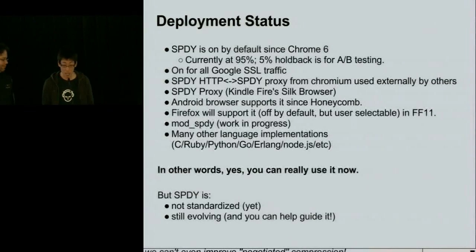But yes, so basically Speedy works, is out there in the wild. You can use it to speak to Google. There are other servers out there. Strangeloop deploys it for certain websites. And yes, there are other ones which we're not allowed to talk about. External people will have to announce it themselves.